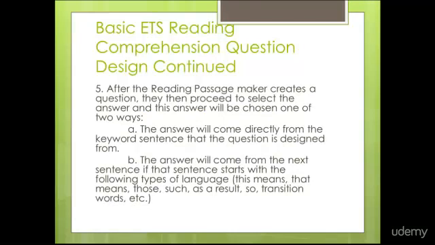And after that, they proceed to select an answer. The answer is either going to come directly from the keyword sentence, or it's going to come from the next sentence. If the next sentence starts off with that kind of magical language, this means, that means, those, such as, a result, so forth and so on, when you see that language after the keyword sentence, that's where the answer actually is.